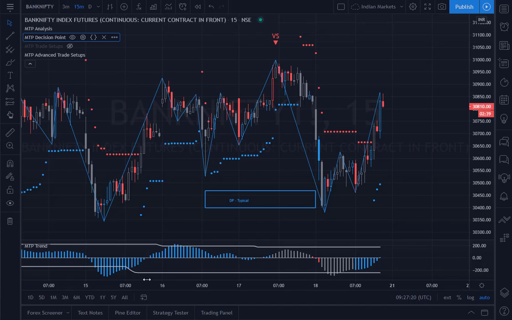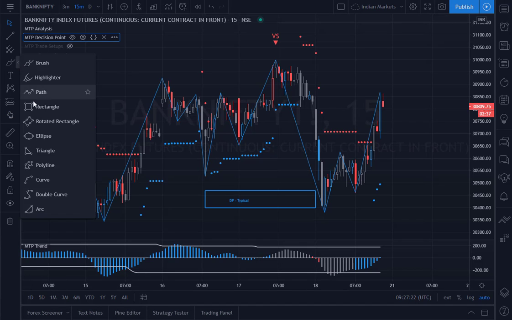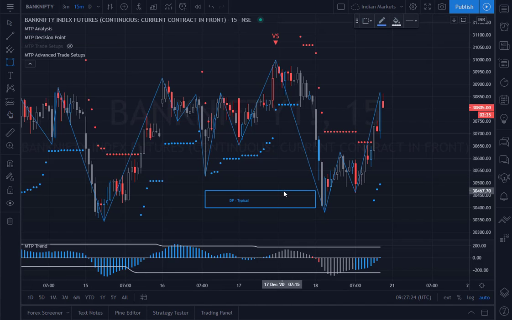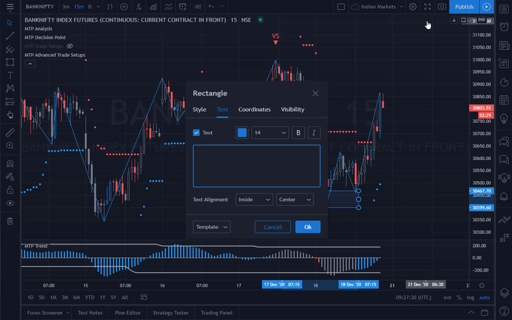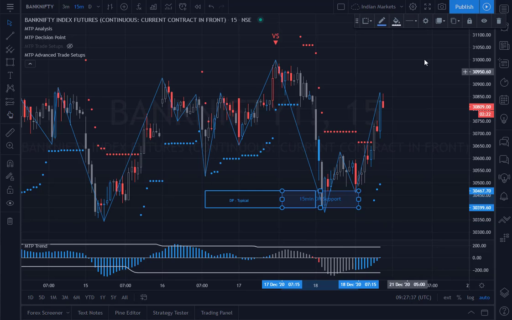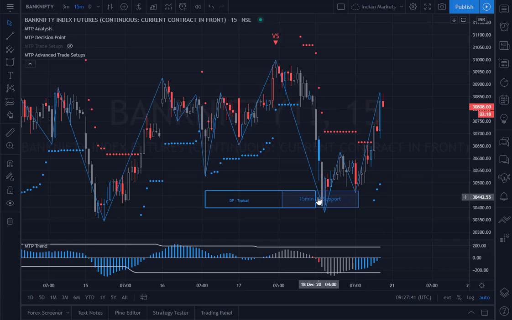I'm just going to draw a little box around that so we keep it on the chart. There it is. Just going to put some text in the box there so we know what it is, and I'm just going to lock it. So that would have been on the chart in advance. As you can see, it caught the low very nicely.